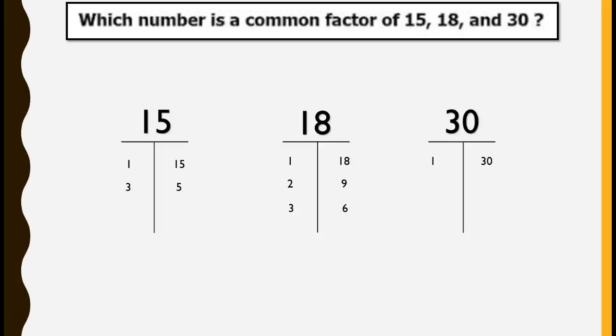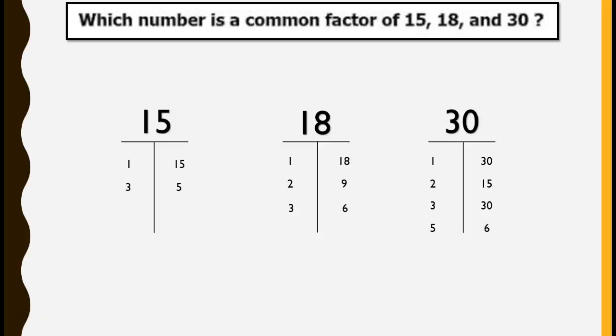2 times, yep, 2 times 15. 3, yeah, 3 times 10. Am I finished? No, I'm not finished. 5 times 6 is also equal to 30. Okay, so here's my list. This is it. We're finished with the lists.